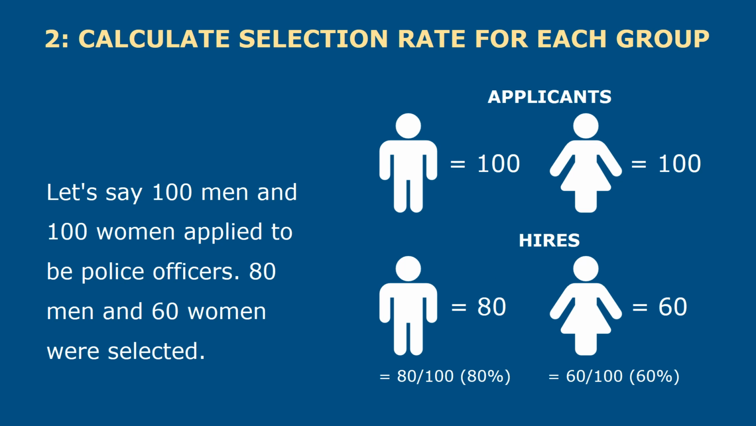2. Calculate the rate of selection for each group. The next step in calculating adverse impact is to establish the selection rates for each group of individuals. This is done for each group by dividing the number of applicants selected for the employment process by the total number of applicants. The selection rates will then be compared in a later step. Returning to our example, let's say 100 men and 100 women applied to be police officers in our hypothetical city. 80 men and 60 women were selected for the position. So the selection rate for men would be 80%, or 80 divided by 100, and the selection rate for women would be 60%, or 60 divided by 100.